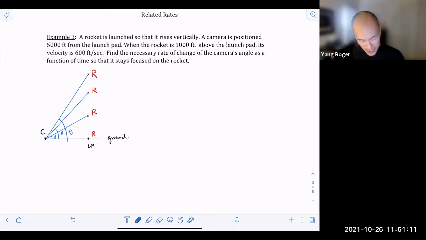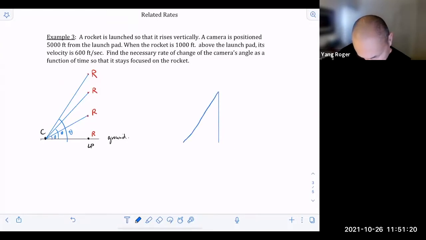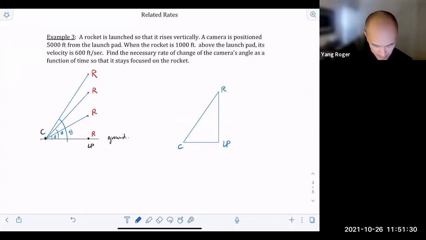Okay. So now I want to draw a picture that represents this general situation. To me, it looks like we have another right triangle. Right, so here's the camera, here's the rocket, here's the launch pad. It's a right triangle again. Let's label the variables and let's label the constants. It says the rocket is launched, so it rises vertically. I've captured that idea over here.